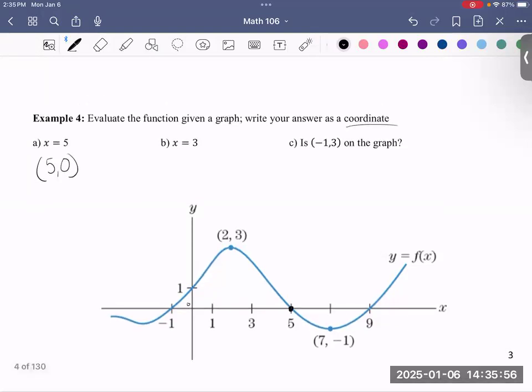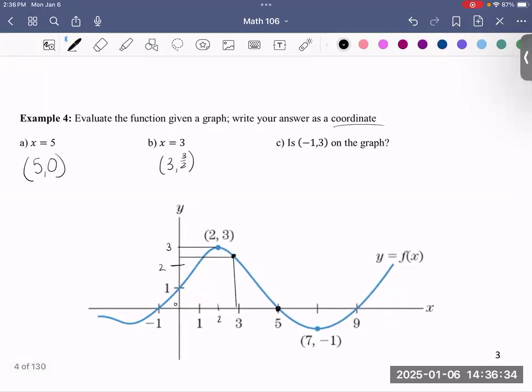When x is 3. So this one you're going to have to do a little bit of estimating. So if we know that over here at 2, we have the y coordinate of 3, we should be anywhere less than 3. I don't know if we're quite at 2. 2 would probably be about here. So give it a rough estimate. We could say this is 3 and 3 over 2, or 2.5. Up to you if you like fractions or decimals.